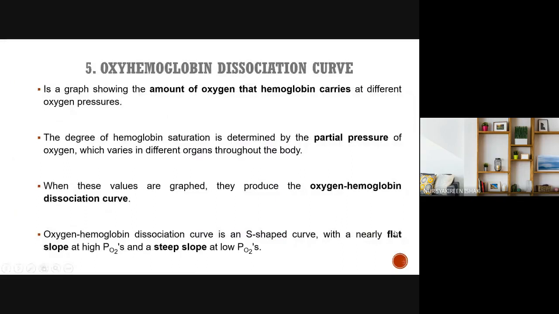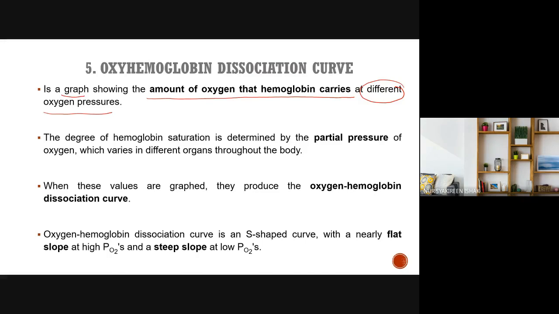Okay. So next, we are going to look at this graph, the oxyhemoglobin dissociation curve. Okay, so the oxyhemoglobin dissociation curve is a graph showing the amount of oxygen that hemoglobin carries at different oxygen pressures.